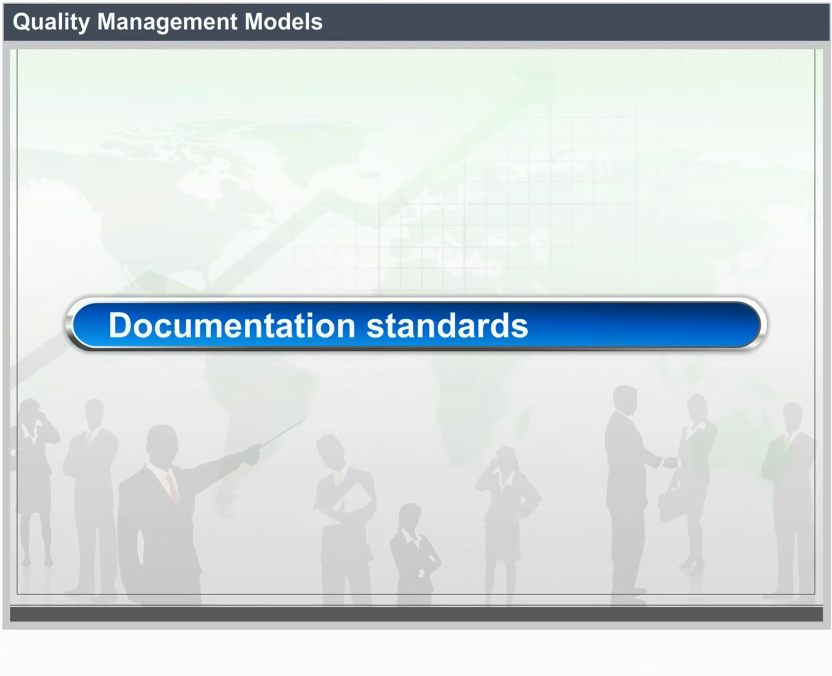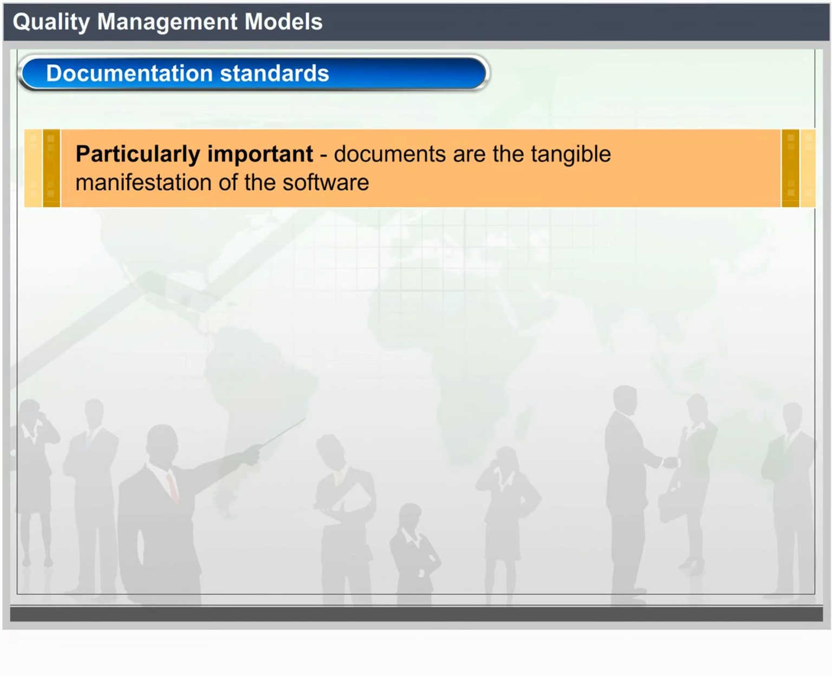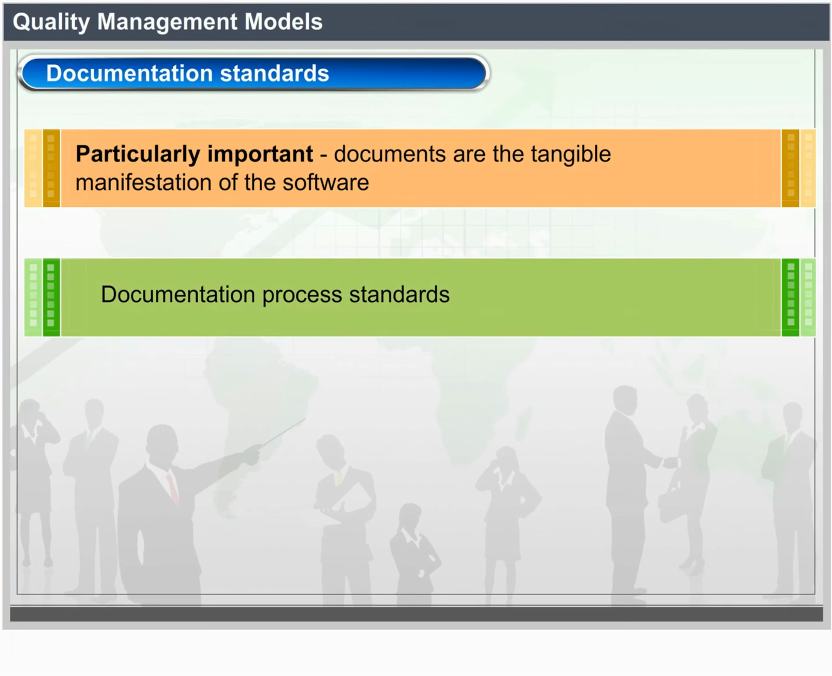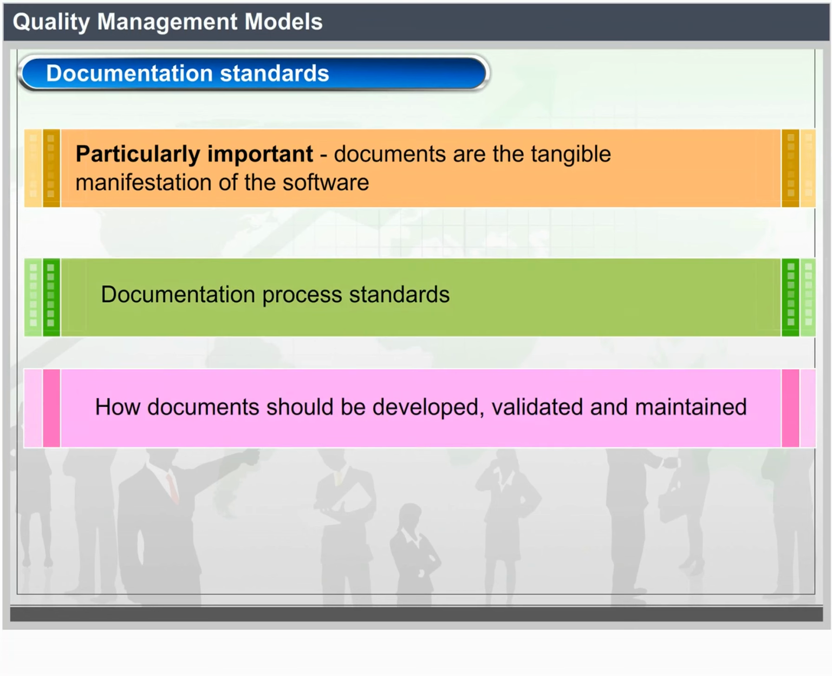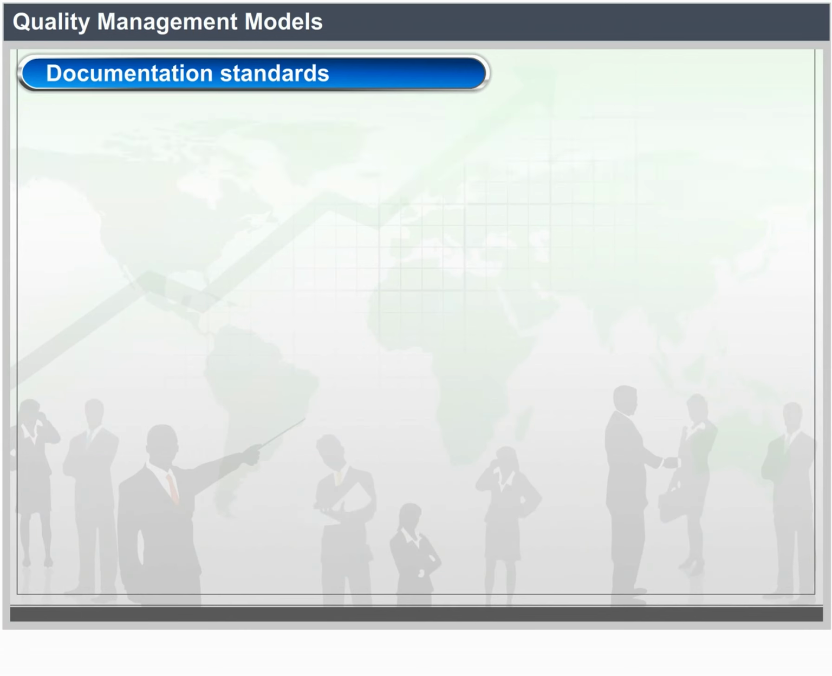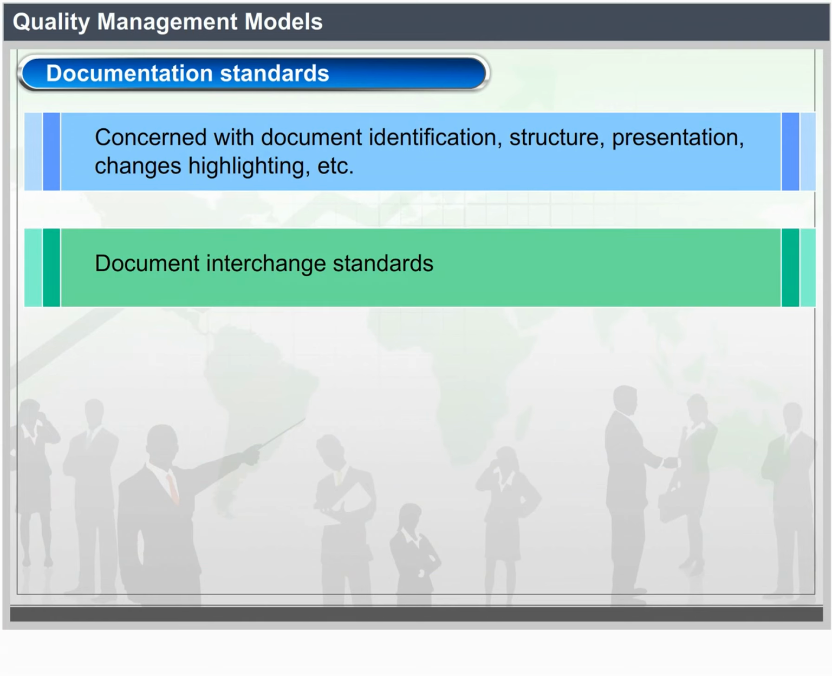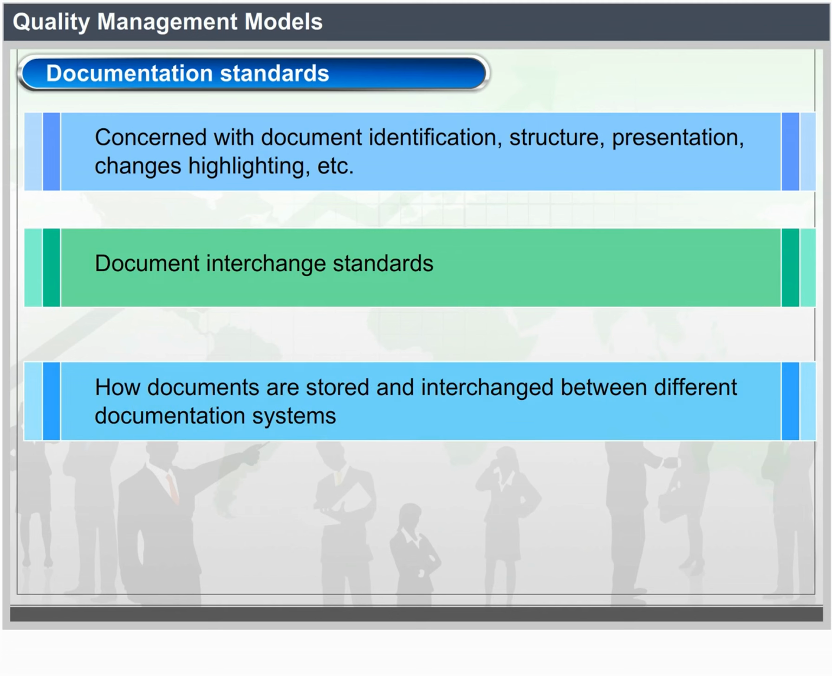Documentation standards. Particularly important documents are the tangible manifestation of the software. Documentation process standards. How documents should be developed, validated, and maintained. Document standards. Concerned with document identification, structure, presentation, changes highlighting, etc. Document interchange standards. How documents are stored and interchanged between different documentation systems.